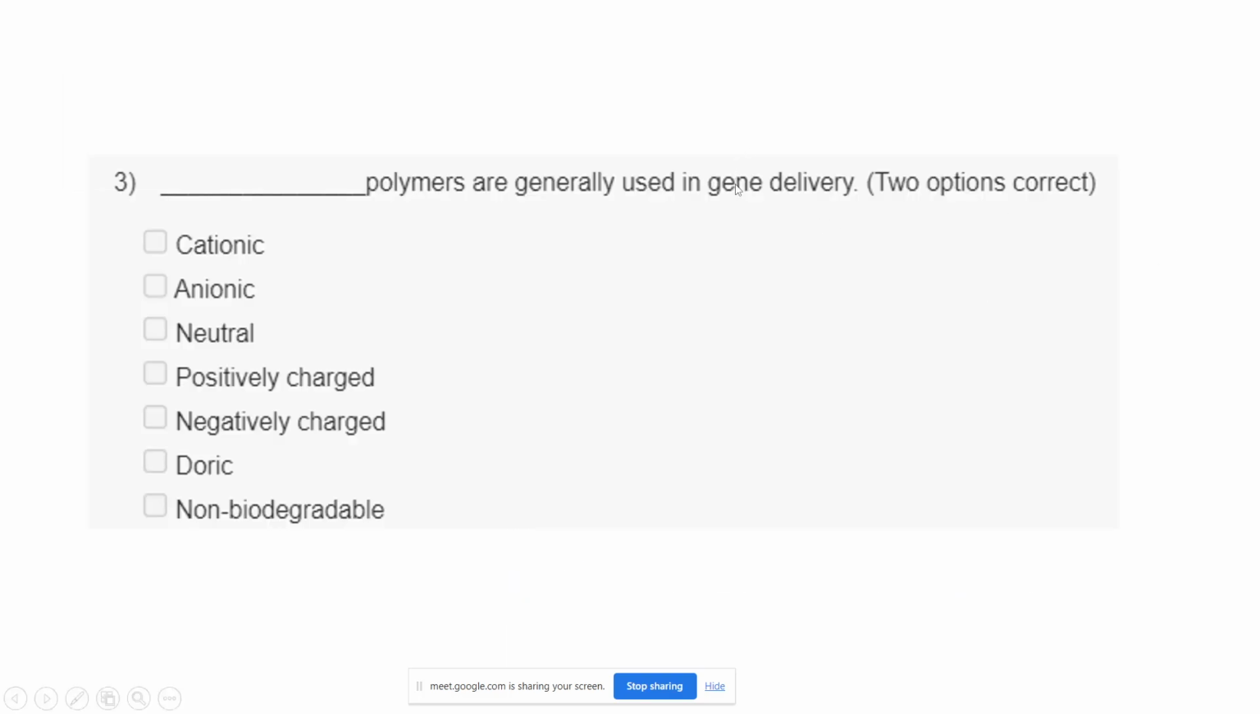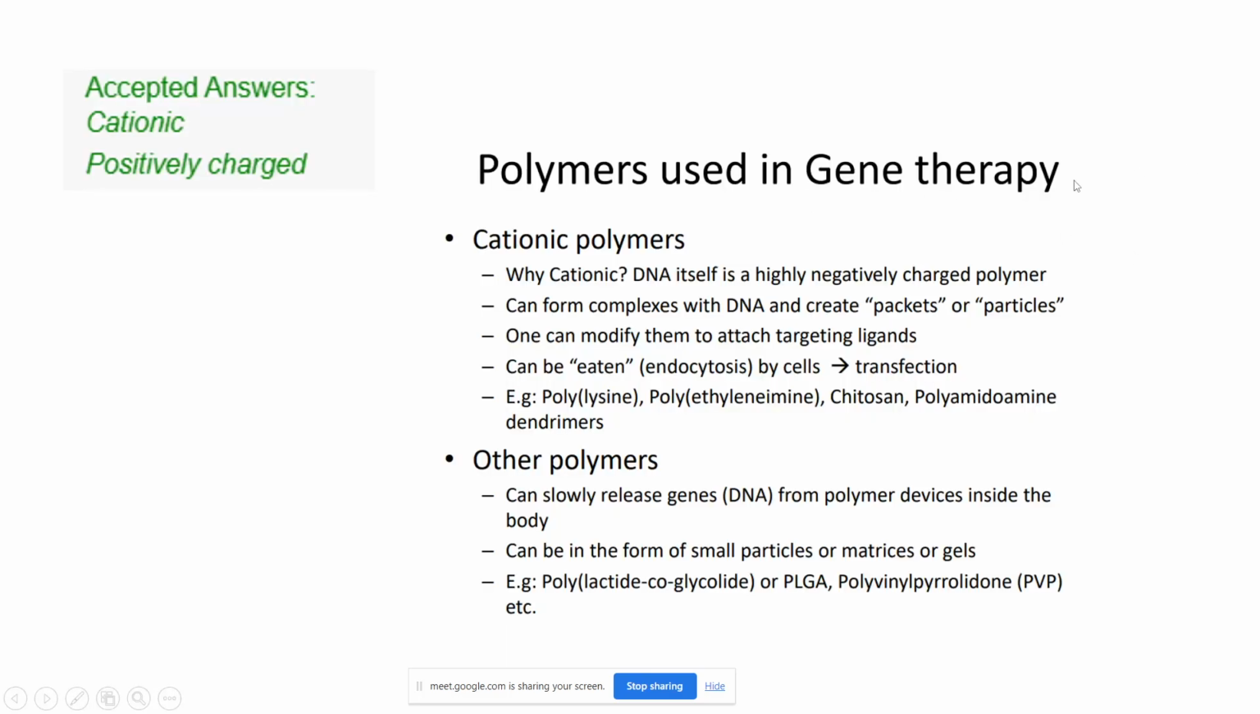Here it is asking for gene delivery. Gene delivery is basically DNA, which is highly negatively charged. So if we use cationic or positively charged polymers, they can interact with the DNA to create packets or particles, and that will lead to endocytosis by the cells as well. So we prefer cationic and positively charged polymers for gene therapy.